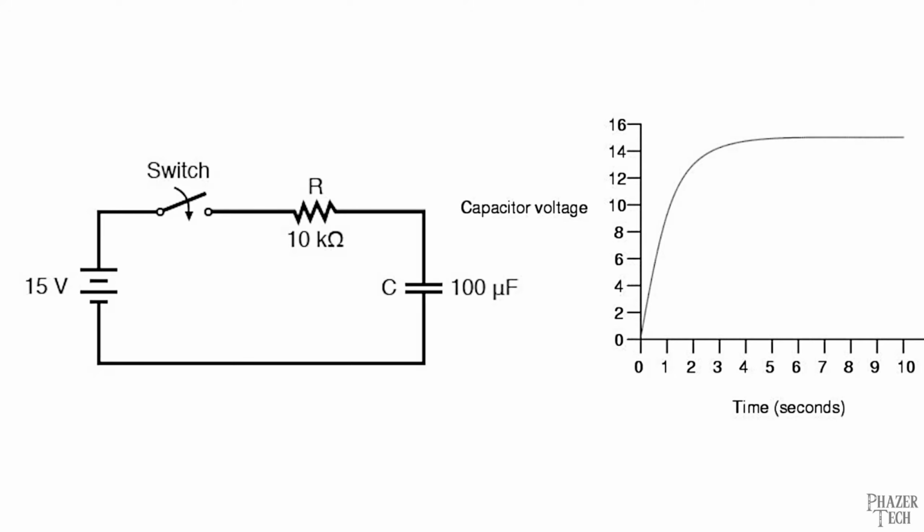This graph shows what the voltage across the capacitor would look like immediately after the switch is closed. Notice how the voltage rapidly goes up at first and then slows down until it reaches the battery's voltage of 15 volts. This particular capacitor took around 4 seconds to reach 15 volts. If we swap this 100 microfarad capacitor for a smaller one of, let's say, 100 nanofarads instead, then it would be able to charge up a lot faster.